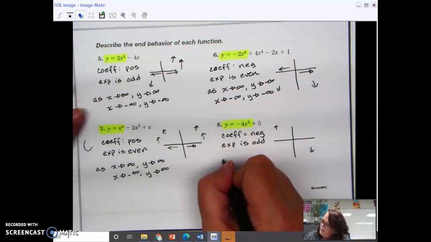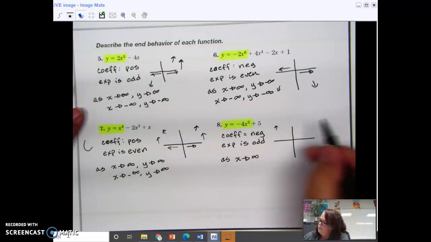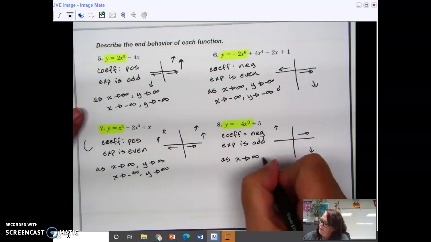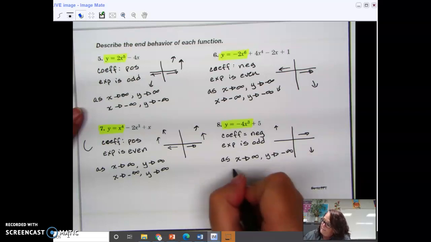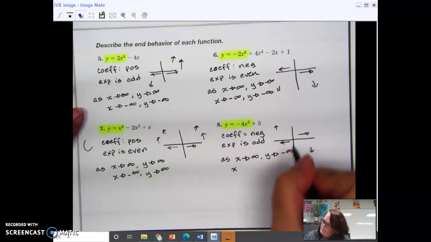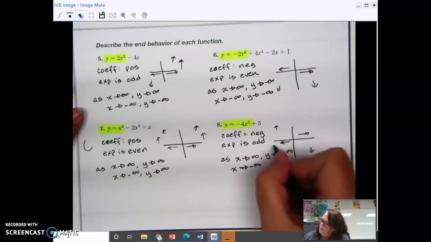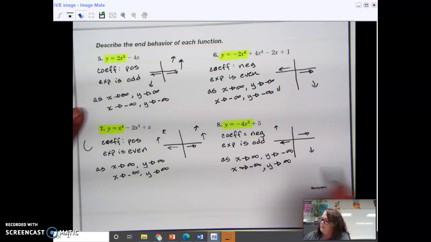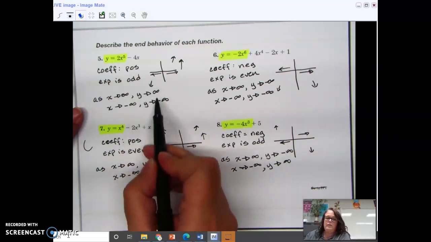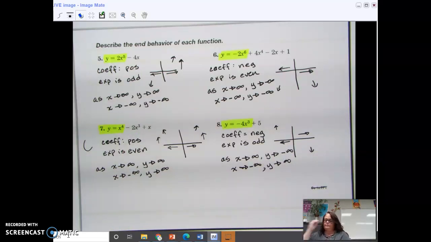Okay? So that means that as I look to the right, meaning as x goes towards infinity to the right, my y values are going to be going down. So y goes to negative infinity. And as I look to the left, as my x values are going to negative infinity, my y values are going up. So the y values are going to positive infinity. So notice with odds, you get opposite signs for your y's approaching infinity.